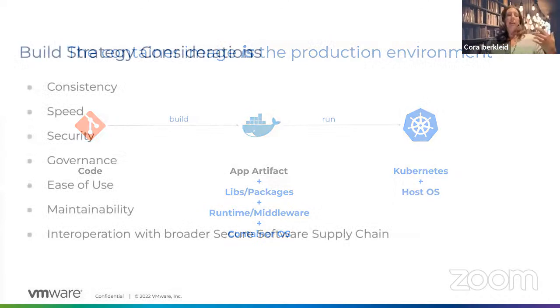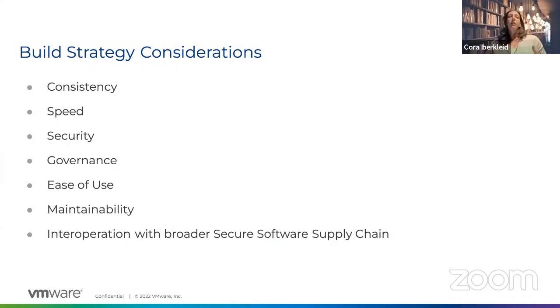As we think about the strategies that we have to build images, these are the things we want to consider, right? How consistent is it between maybe different builds that you do for yourself or how different teams in your organization are building similar applications? How quickly can you build an image? How secure is that image that you're building? What are the governance considerations, right? If you're on the operations side of things and you're managing 1,000 containers, how do you know what's inside of them? How do you know which ones to patch, right? How do you know if some have vulnerabilities?